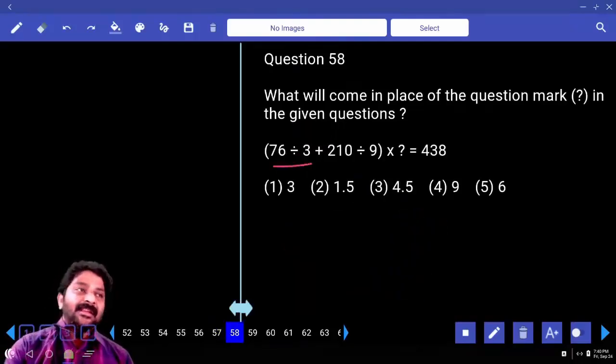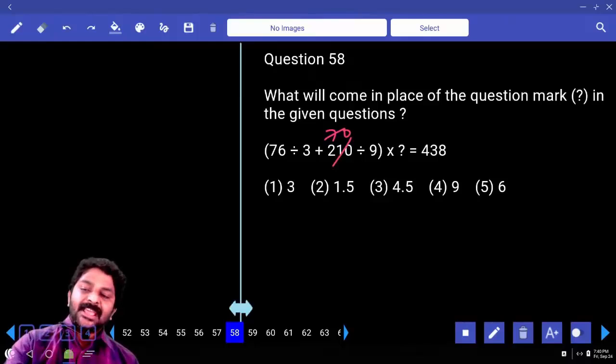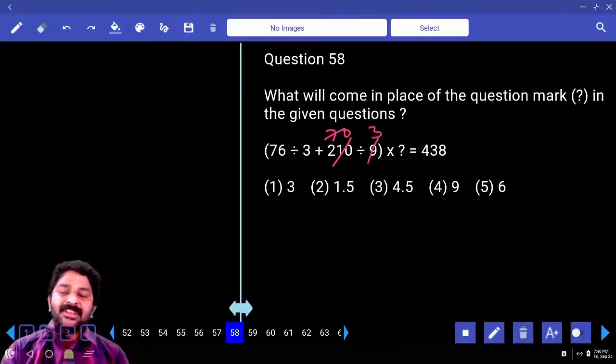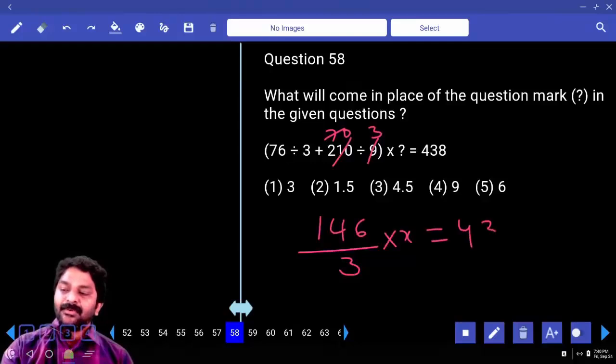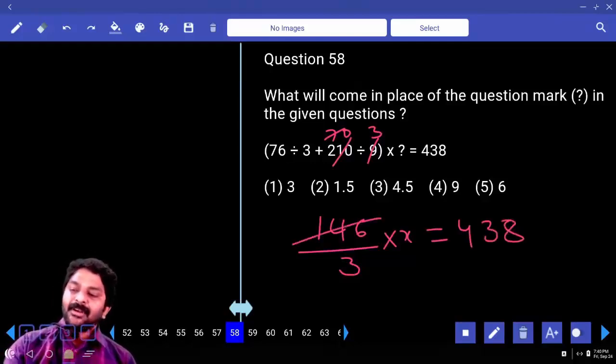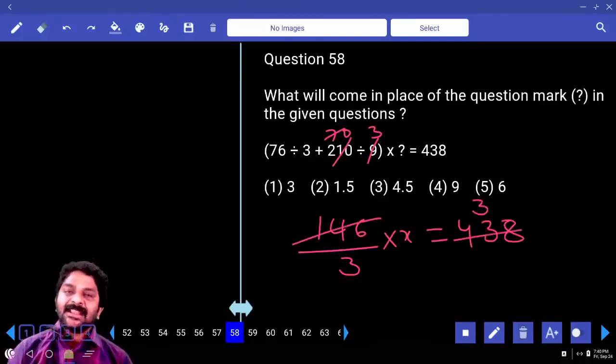So here the denominator is 3 and here the denominator is 3. So let's go with cancellation. 3 70 times, 3 3 times. Both denominators are equal now. 146 by 3 into x is equal to 438. 146, last digit verification, exactly 3 times only. Yes, x is equal to 3 into 3, 9.